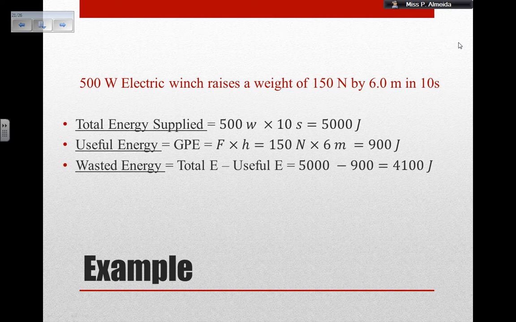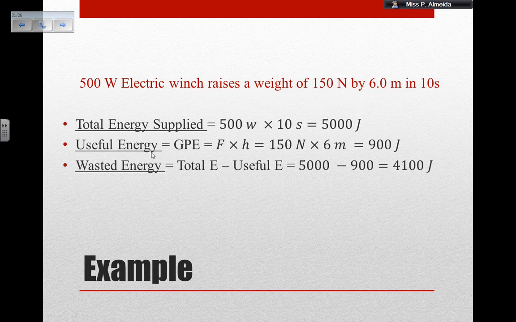I have a 500 watt electric winch that raises a weight of 150 newtons by 6 meters in 10 seconds. So the energy that I supply is these 500 watts in 10 seconds because energy is power times time. So I supplied an amount of 5,000 joules of total energy. So that's my input energy. And then all of this was used to raise a weight of 150 newtons by 6 meters. So this is what I wanted to do.